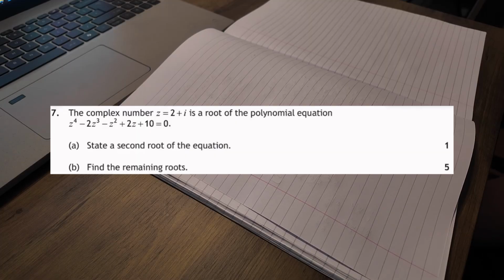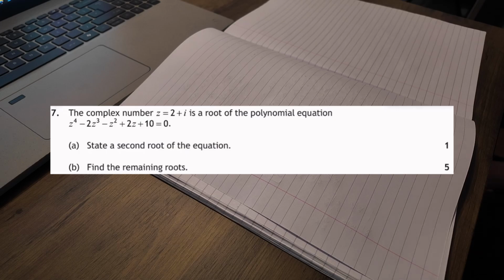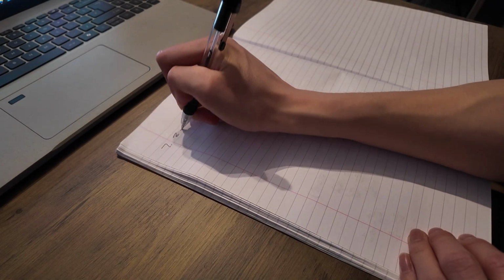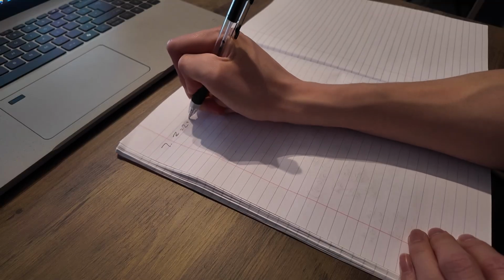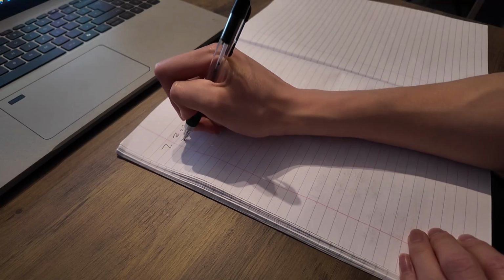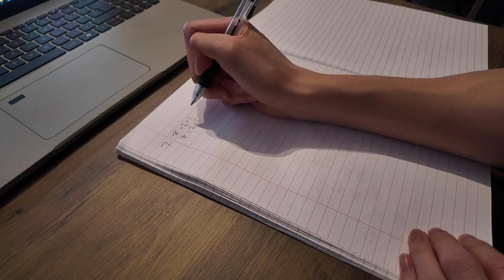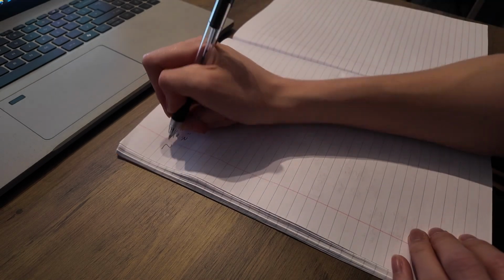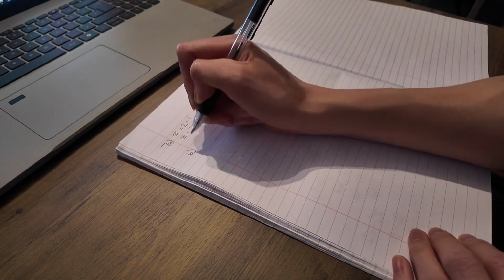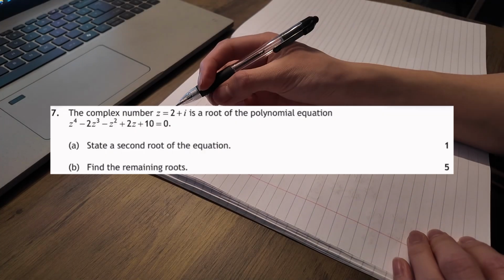The complex number z is equal to 2 plus i is a root of the polynomial equation z to the power of 4 minus 2z to the power of 3 minus z squared plus 2z plus 10 is equal to 0. State a second root of the equation. So the second root would just be the conjugate, which is 2 minus i. That's our 1 mark. And for B, find the remaining roots.